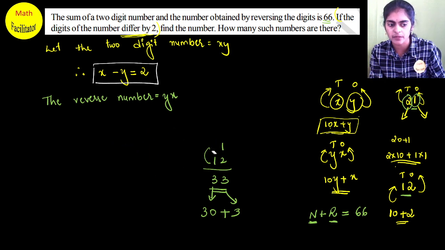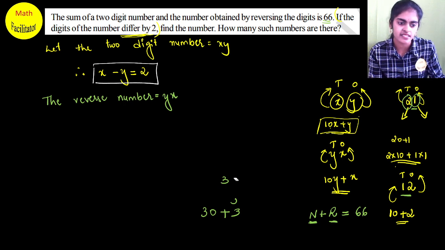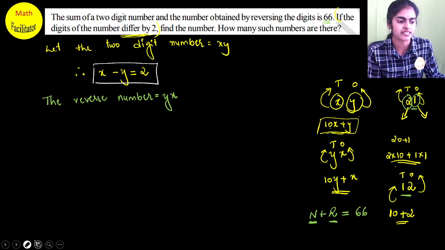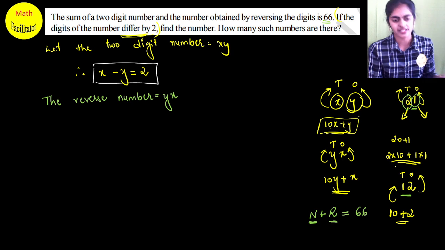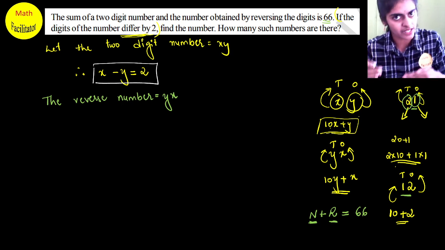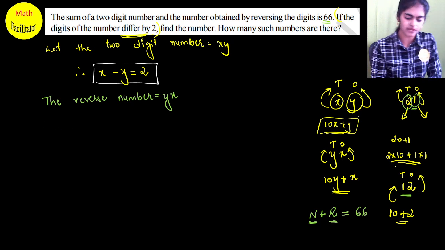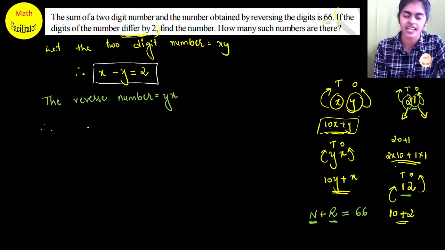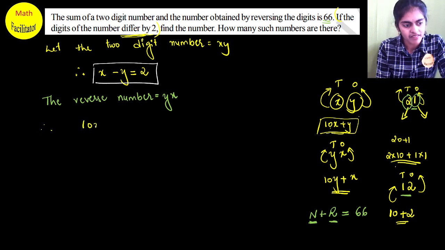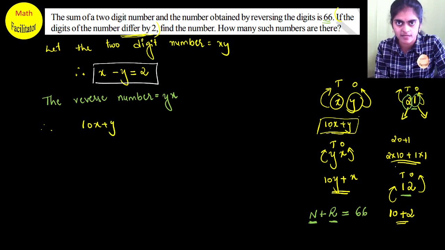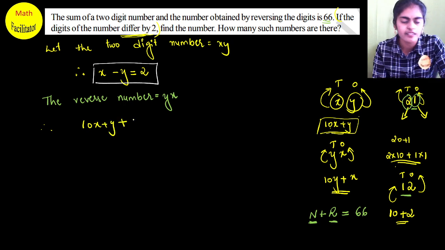Is it very clear, people? So if you understand this concept, then you will know why I am writing the value here. As I told you, we're adding 20 plus 1 plus 10 plus 2. So here also, from the condition, I'm adding the value of the first number, 10x plus y, to the value of the second number, 10y plus x. That is the reverse number. So the answer I am getting is 66.